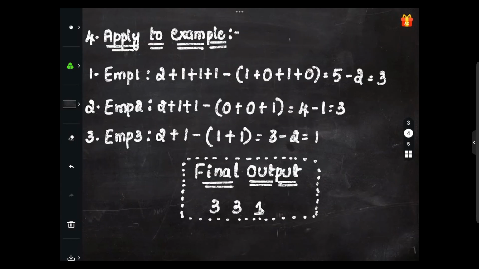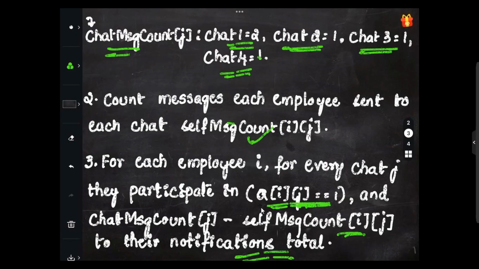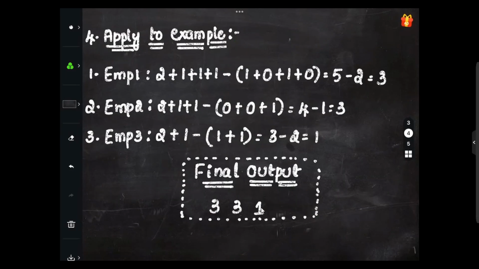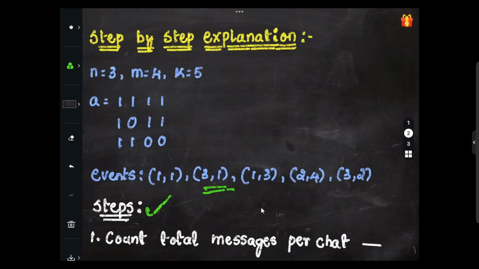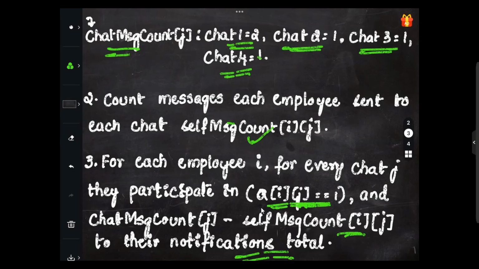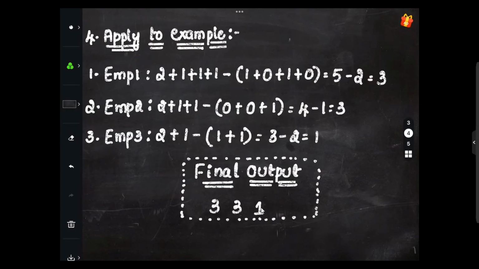Next let's move on with the further steps and apply the same thing to the example. They have said that for each employee i, for every chat j they participate in, A of ij equals 1, and we have to consider chat message count of j minus self message count of ij. We have to keep this in mind. For the first step, chat message count of j, we have chat 1 equals 2, chat 2 equals 1, chat 3 equals 1, and chat 4 equals 1. So this is fine, I believe.